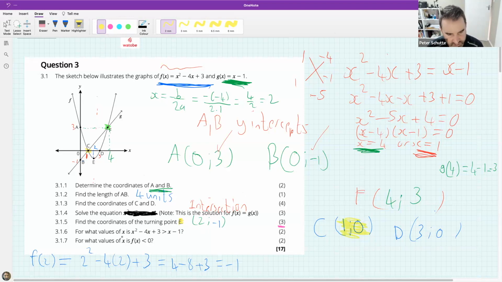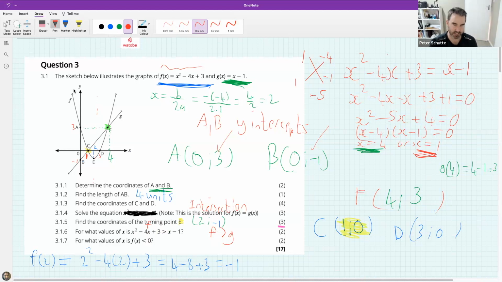For what values of x is x squared minus 4x plus 3 greater than x minus 1? Now, what this is saying is, for which x values is this formula, the f function, greater than g? So for what x values is the function f greater than g? Another way of saying this is, when is f above g? So let's have a look at this graph.